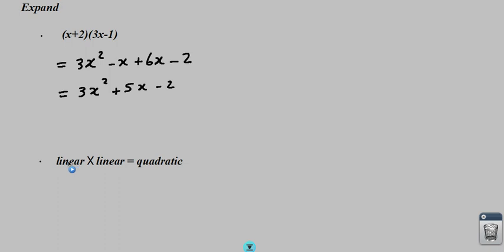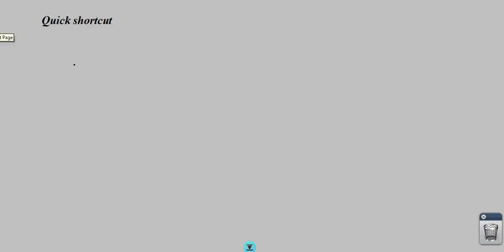Note that what we have in this bracket is a linear expression, and what we have in this bracket is a linear expression, and the product gave us a quadratic expression. Keep this in mind. A linear times a linear will give you a quadratic. Now let's consider a quick shortcut.